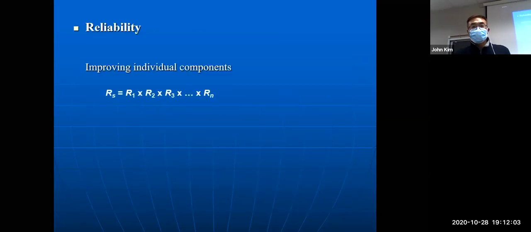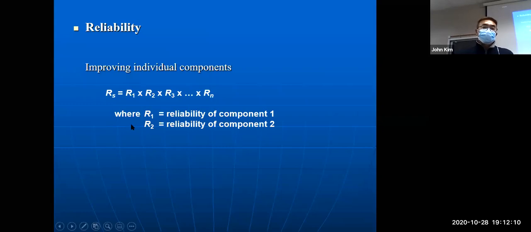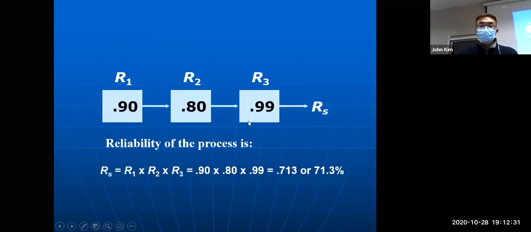And reliability. System reliability depends on each individual's reliability. So if individual reliability improves, then system reliability improves. It's like each member's reliability, each station or stage or department. If the first one's reliability is 90%, then 80%, then 99%, then system reliability is 71.3.